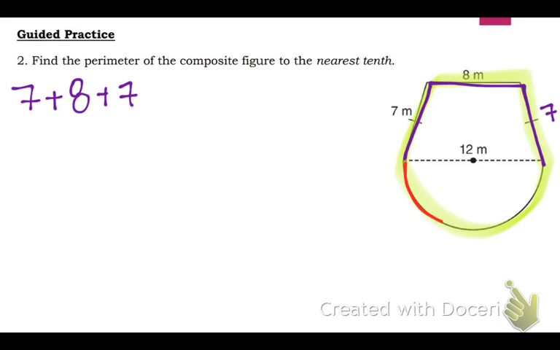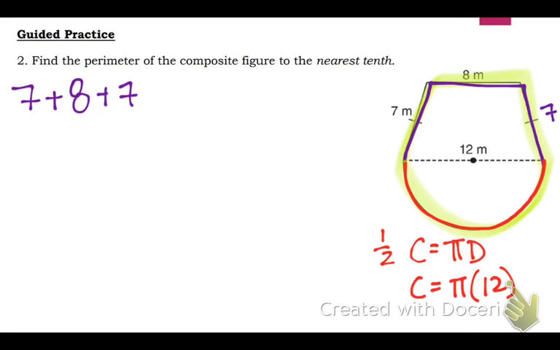We do need to find the curved edge. So again, we're going to use the circumference. But is this an entire circle? No. It is not. It's half of a circle. Which circumference formula are we going to use? Pi times d. What is the diameter? Yep, 12.